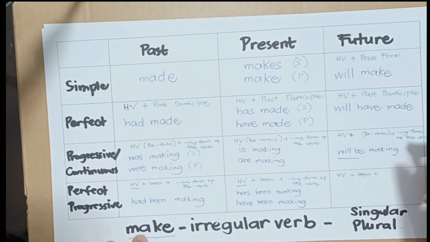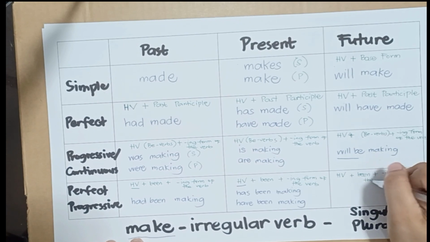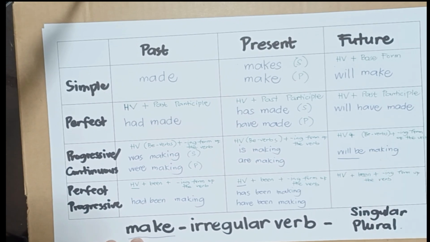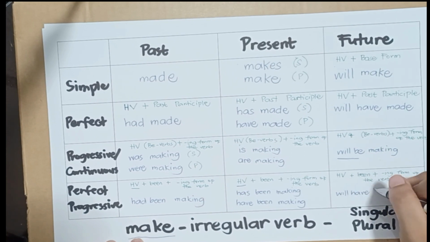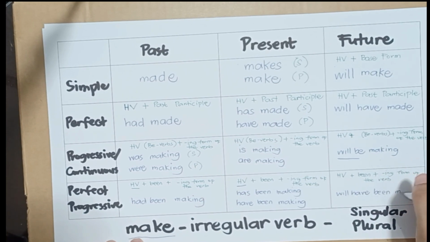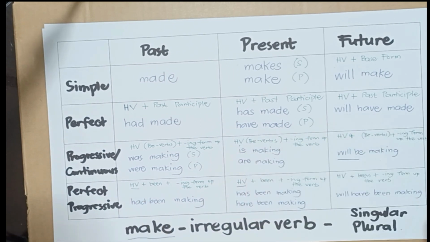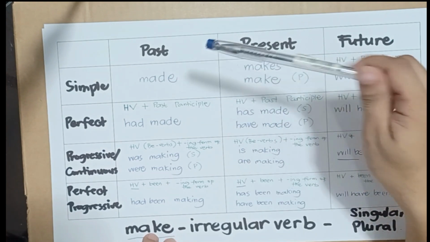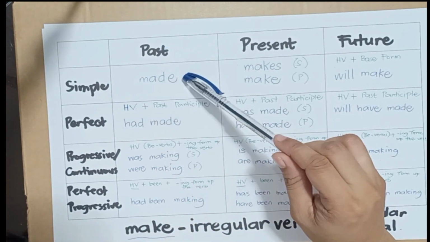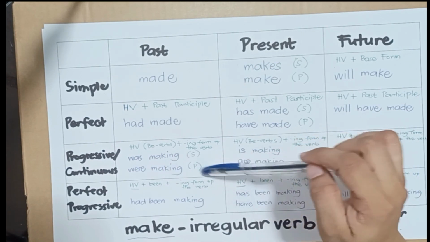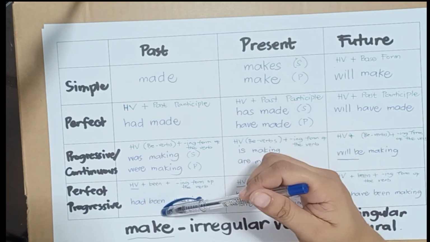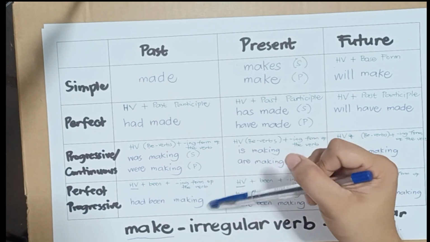Lastly, we have the future perfect progressive. So helping verb plus been plus the ing form of the verb. So when we combine that, it's will have plus been plus the ing, making, will have been making. And that's it. So these are the 12 forms or 12 tenses of the verb make, which is an irregular verb.